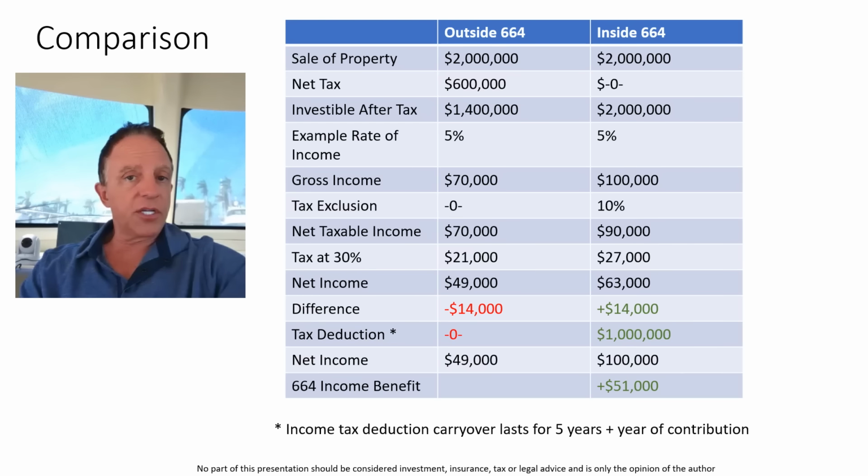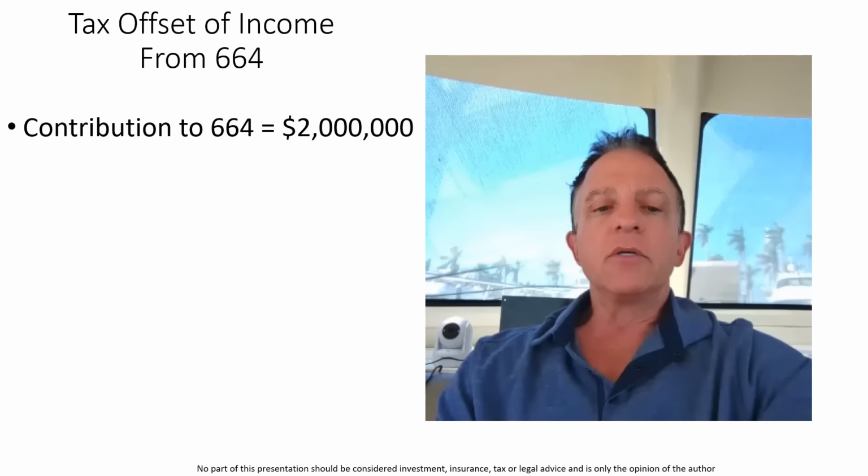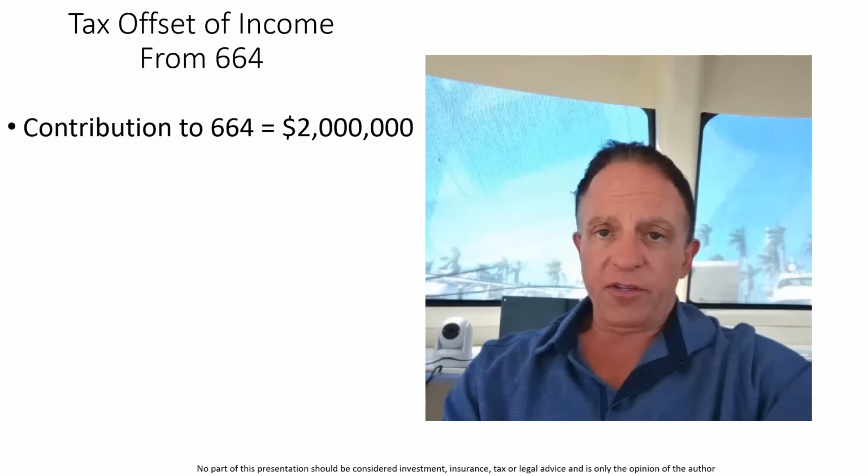You're going to use the deduction against the $100,000 that you took out. So guess how much tax you'll pay? Zero, because you have a $1 million deduction you're using against a $100,000 income ratio. Now, the contribution, we're going to show you how this works.